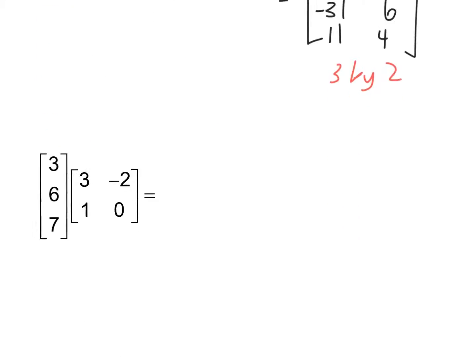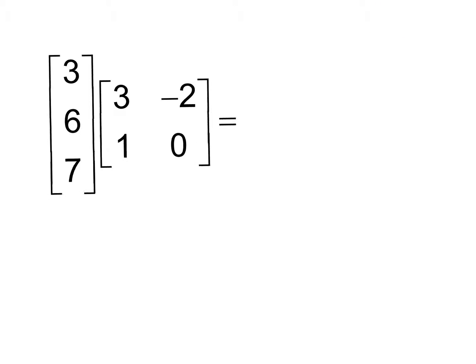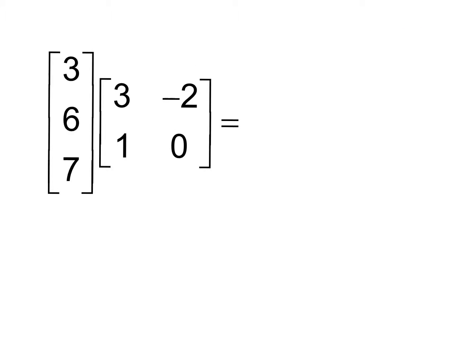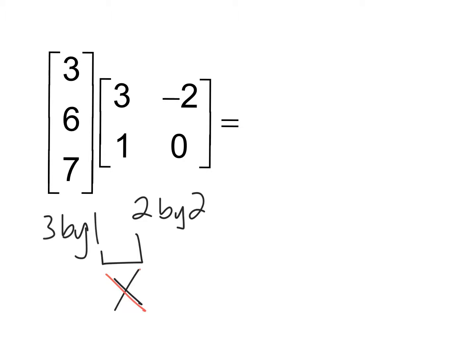Let's do one more. I think you guys will like this one. And the reason for that is because this is a 3 by 1 and this is a 2 by 2. These numbers do not match. Therefore, we cannot multiply.